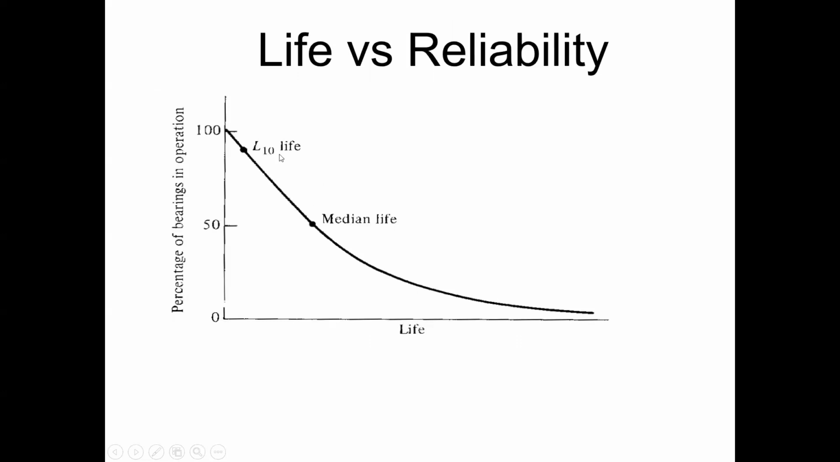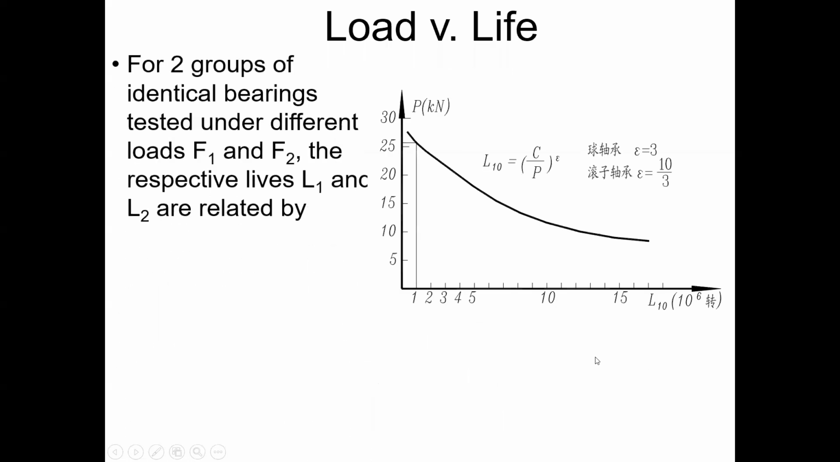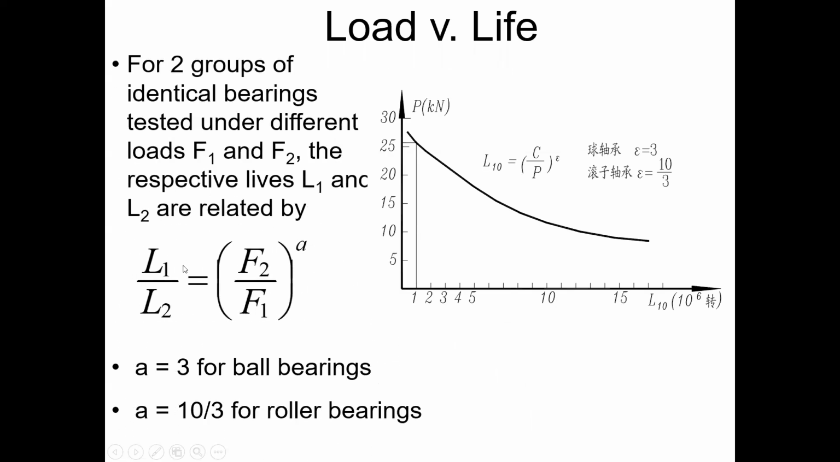So the details will be like this. L10 is the life that we calculated for that particular bearing. It's the same thing. They modified the formula to become like this. This one I got from the internet. So this is not A, it's an alpha. Alpha equals 3 for ball bearing, 10 over 3 for roller bearing.